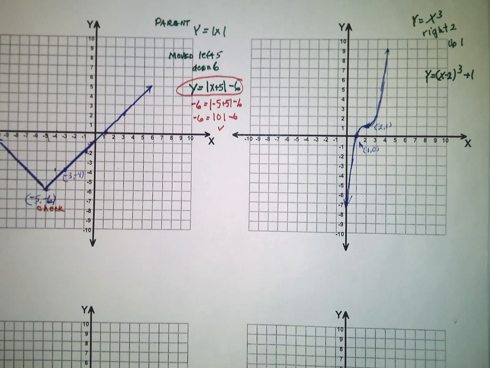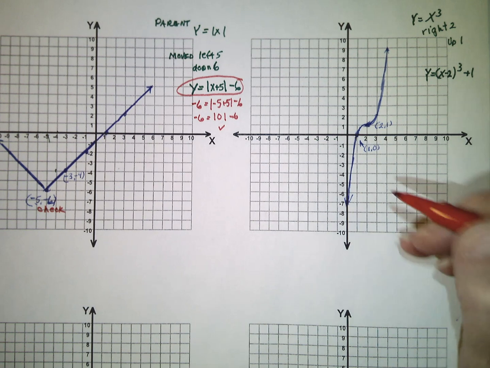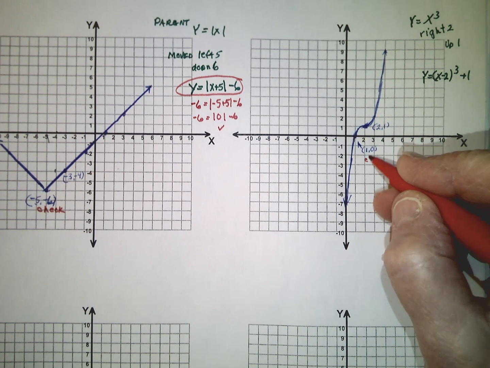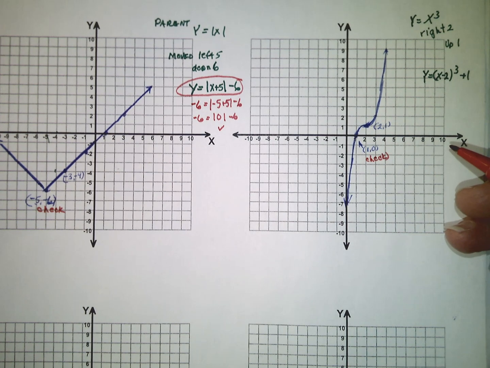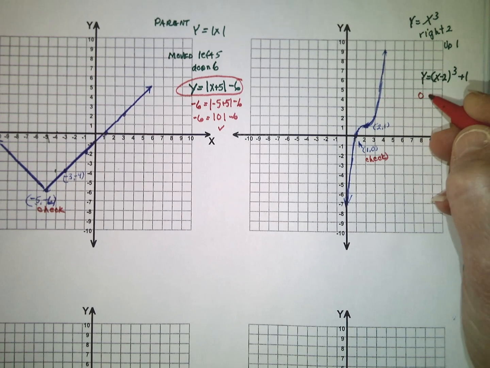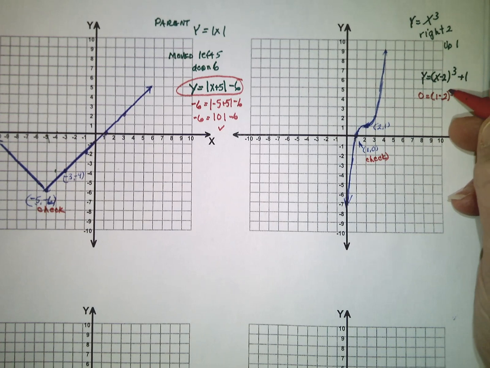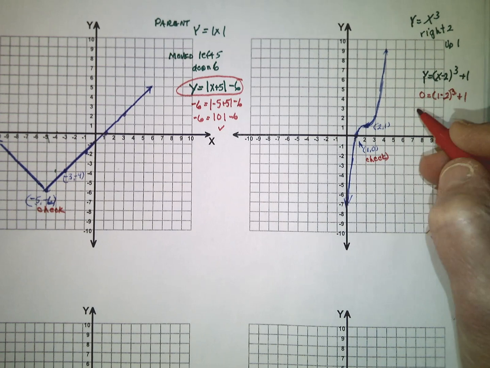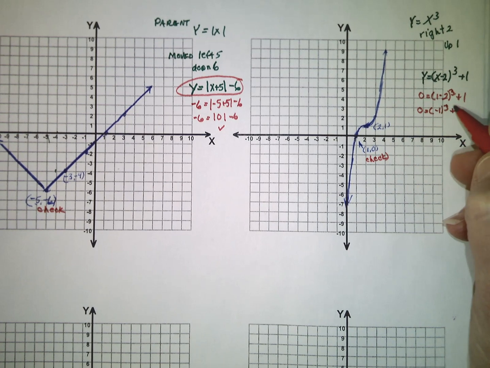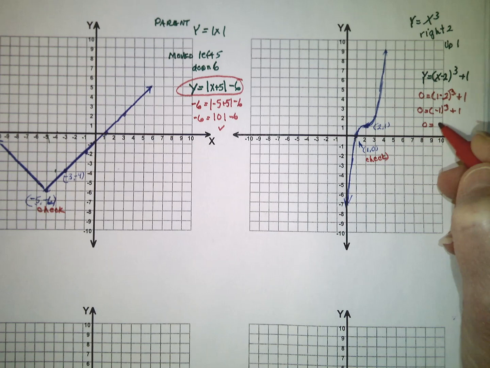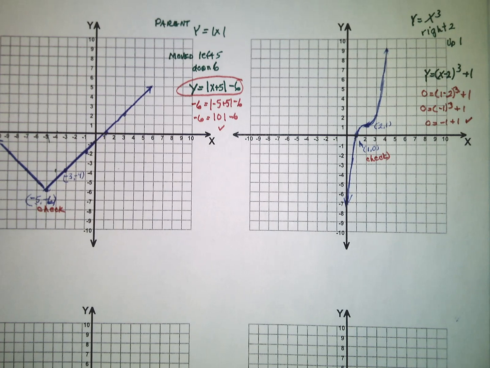We should check it. Pick one of these points, see if they work. So I'm going to pick the easy one here. X equals 1, y equals 0. So put a 0 in for y. X is 1 minus 2 and cube it, add 1. So 0 equals negative 1 cubed plus 1. 0 equals negative 1 plus 1. Sure does, that checks out. Got a couple more.